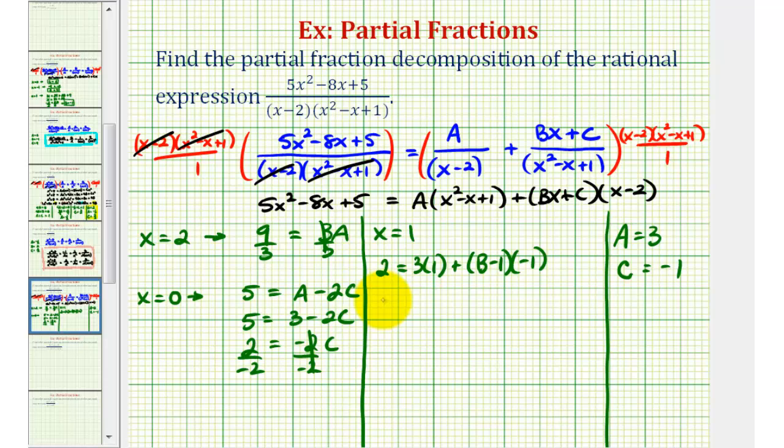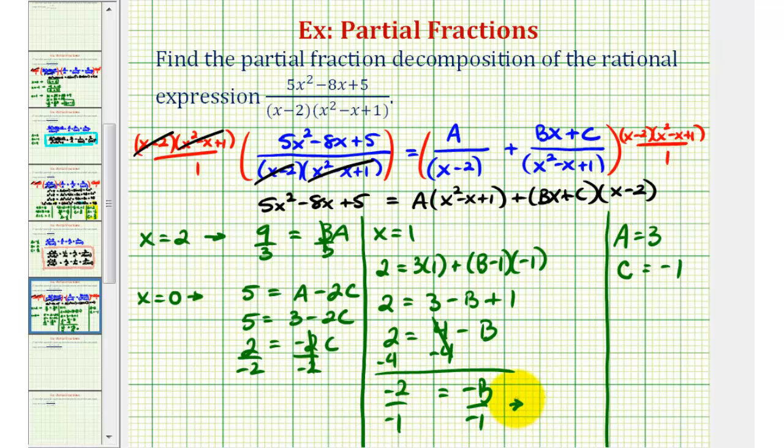So notice how this does give us an equation with one variable, which we can solve for b. So we have 2 equals 3, distribute negative 1, we'll have minus b plus 1. Combining like terms, we have 2 equals 3 plus 1 is 4. Subtract 4 on both sides. So we have negative b equals negative 2. Divide both sides by negative 1. And we have b equals positive 2.